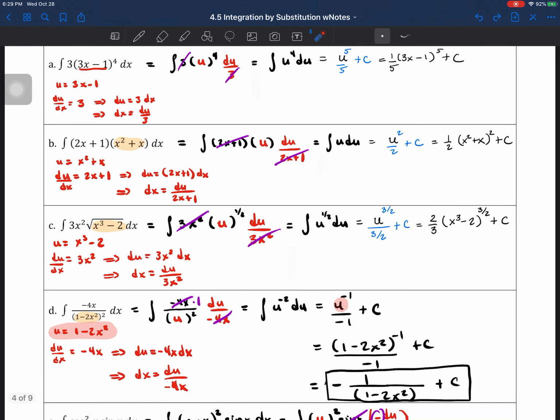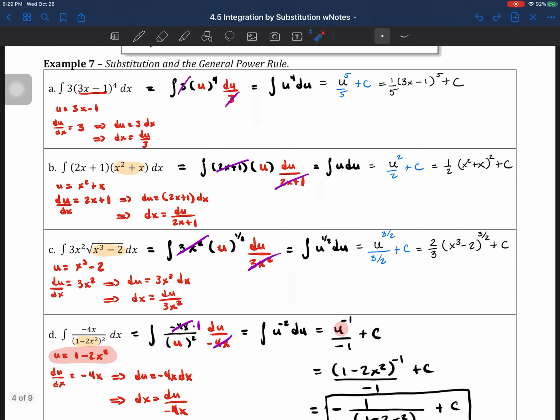Alright, so part B. Sorry, I didn't finish this one over here. So this is the 3. We replace 3x minus 1 with u to the power of 4. And then this is dx. So what we're going to do here is we're going to replace this with u to the power of 4. This with this gives us 3 times dx, which is du.